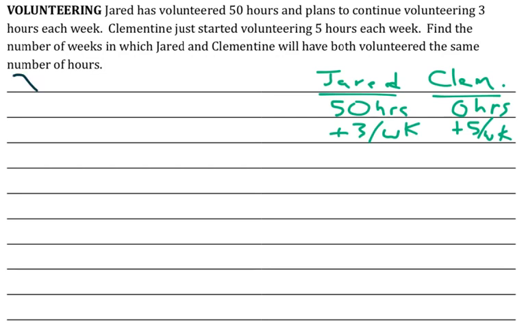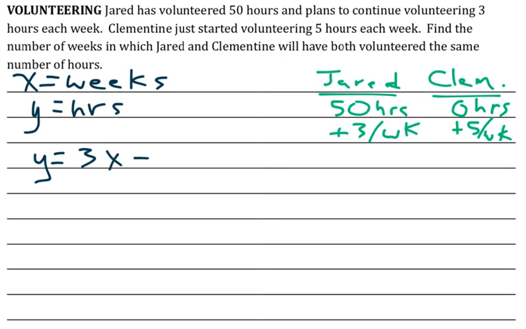Find the number of weeks. Well, let's let that be x. And then the hours would be y. So we're looking for, how many hours they both have the same. And just like the last one, this one lends itself to the whole slope formula deal. So with Jared, he's gaining 3 every week, but beginning with 50.